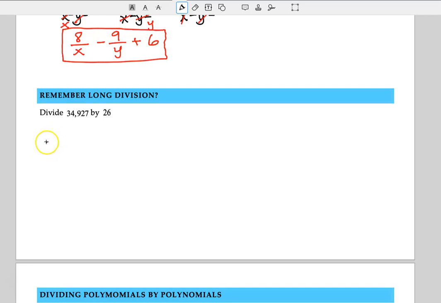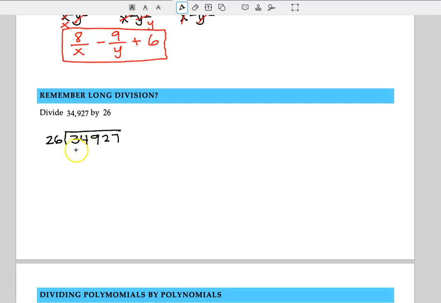All right, so setting it up, when we're dividing, the number that we're dividing by is called the divisor, and the number that we're dividing into is called the dividend. So the divisor, 26, goes on the outside, and we're dividing into 34,927.